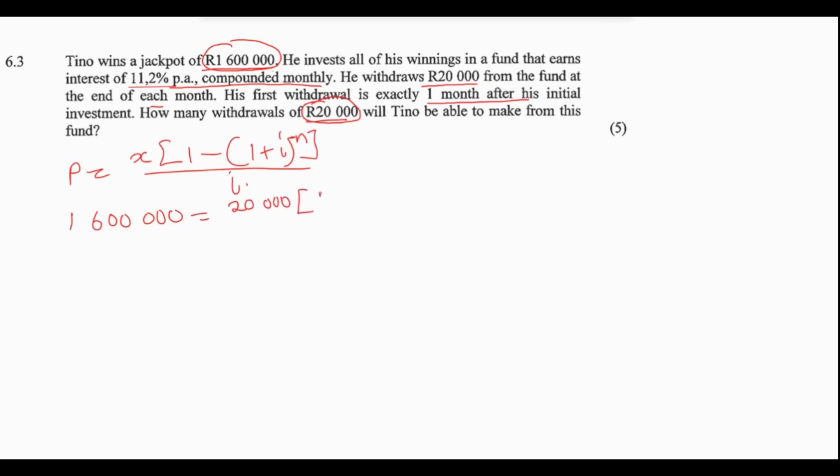Right, and then 1 minus, then 1 plus. Then the interest is 11.2% per annum compounded monthly, so it is 0.112 over 12. And then minus n. That's what we're looking for. We're looking for n. So over 0.112 over 12.